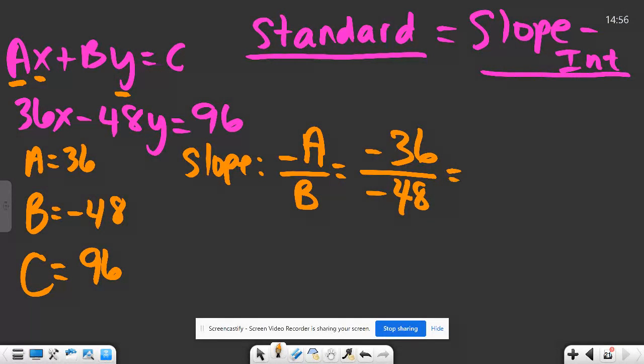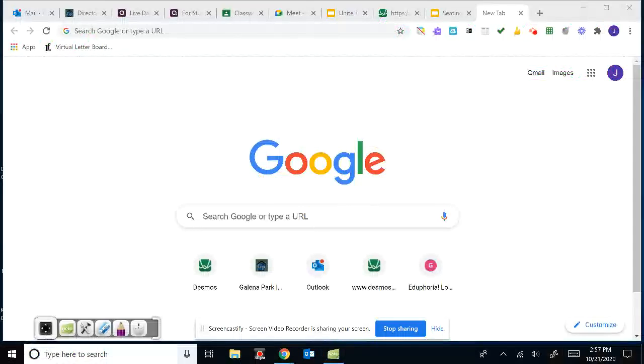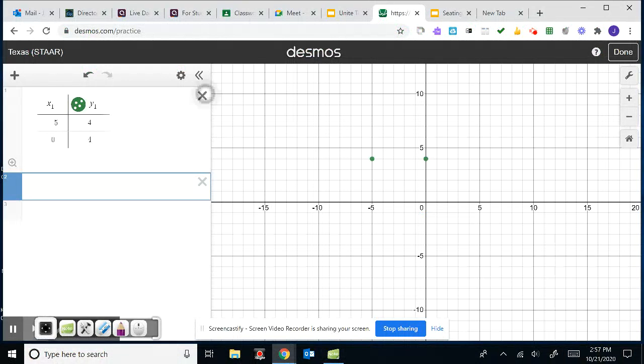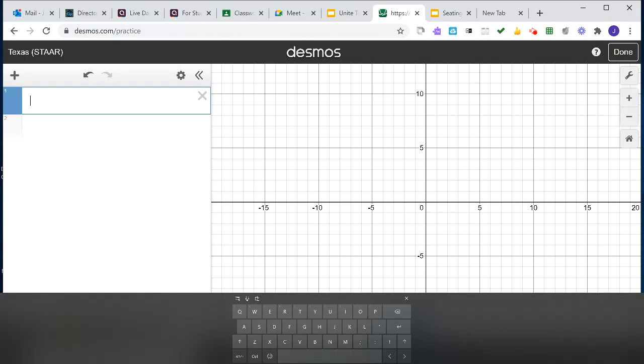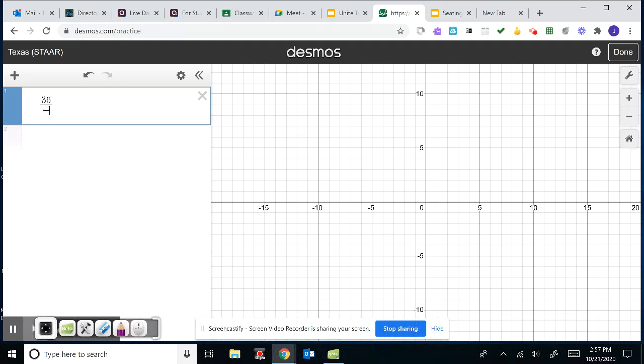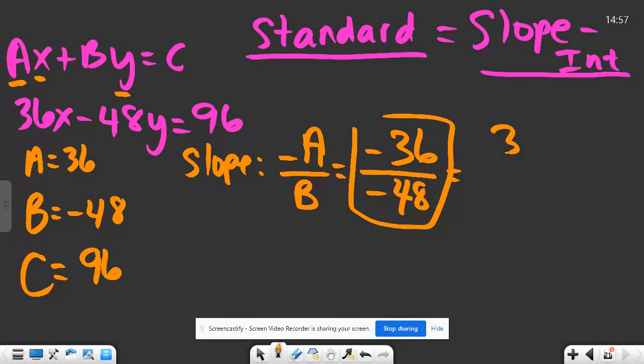And then to simplify it, all you gotta do is type in this fraction into your decimals to see if it simplifies it to a smaller fraction. So I'm gonna type negative 36 over negative 48. And it converts it to 3 over 4. So this is my slope.